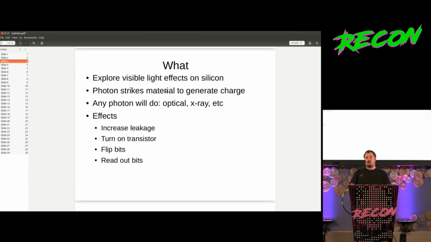The basic idea is that if you get any photons that have more energy than the band gap of silicon, which is around 1100 nanometers or something like that, you can start flipping bits in the silicon. Theoretically you could do other things too, like high-energy particles, but visible light is just a lot easier to work with.